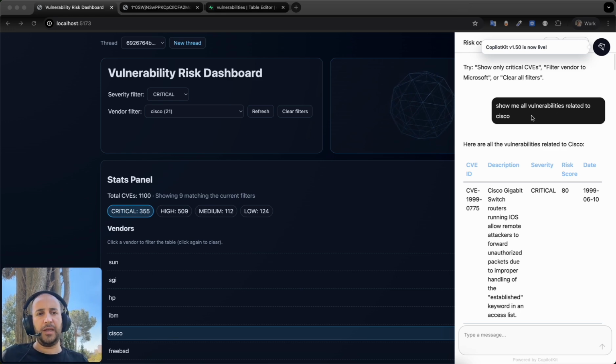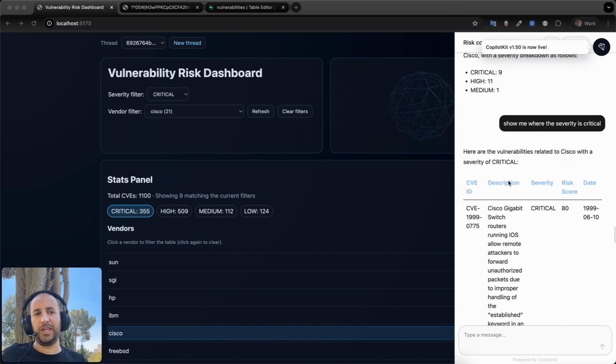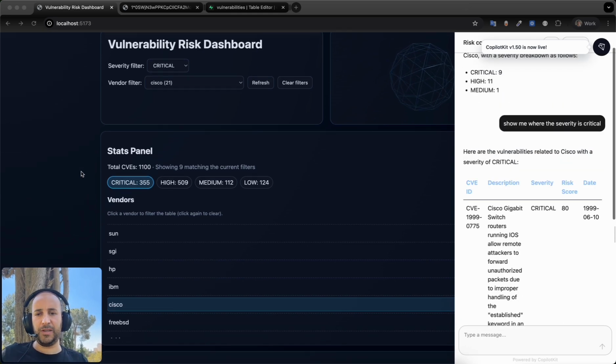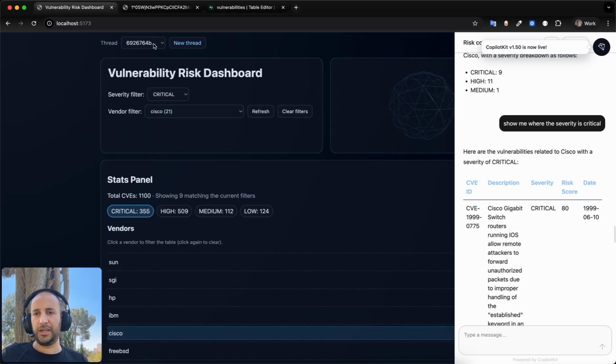UX. And in this example, I've told the agent to filter risk vulnerabilities according to Cisco. It has filtered according to Cisco, and then I asked it to filter where they are critical vulnerabilities, and then it went ahead and filtered by the critical vulnerabilities. And in this way, we can create experiences similar to Claude and Cursor.